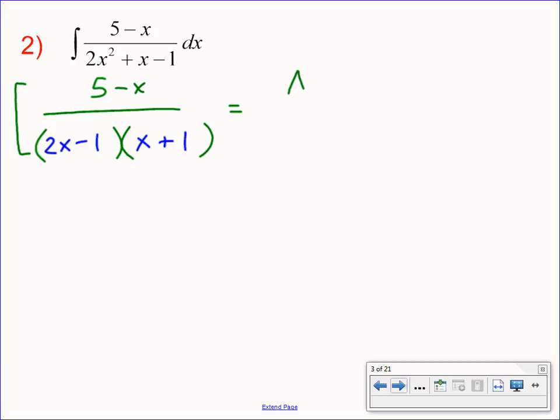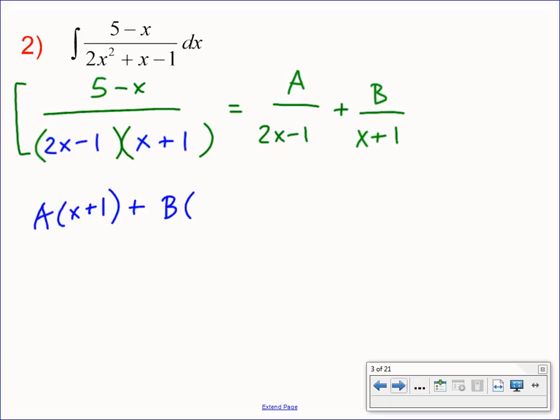So I'm going to have A over 2x minus 1 plus B over x plus 1. If I were to create a common denominator, this first fraction would need the x plus 1. The second fraction would need quantity 2x minus 1. And together, that must equal 5 minus x, the numerator. Great. Convenient x value, what do you want to use? Sophia? Negative 1. I'm down. Let's let x equal negative 1.